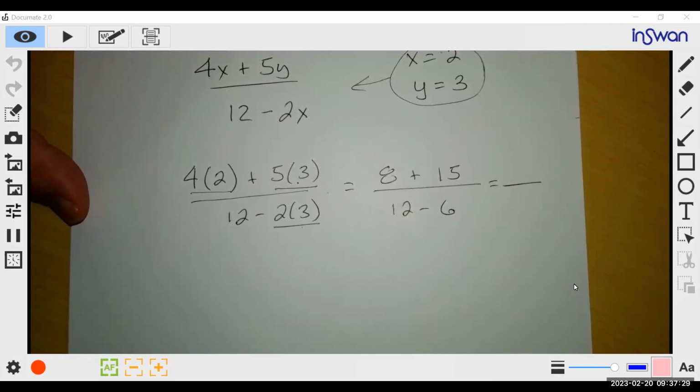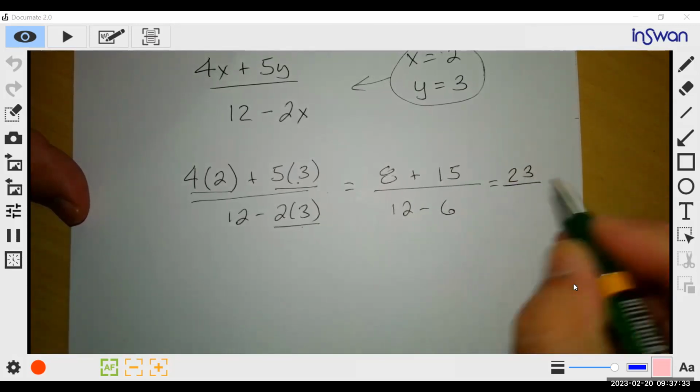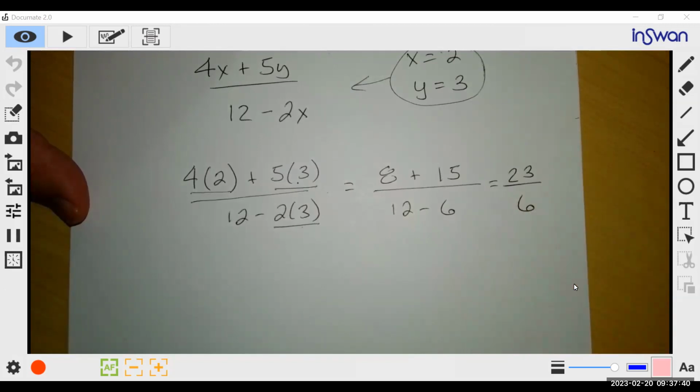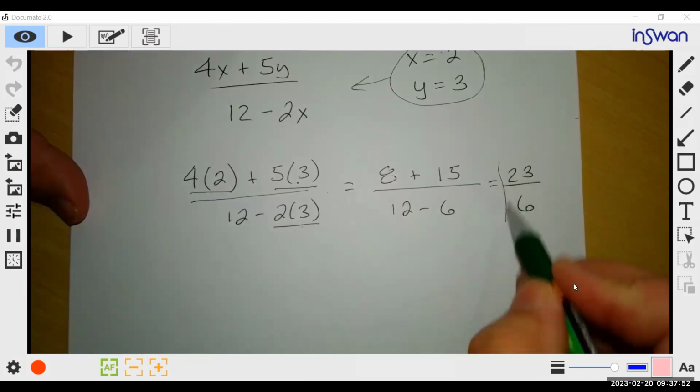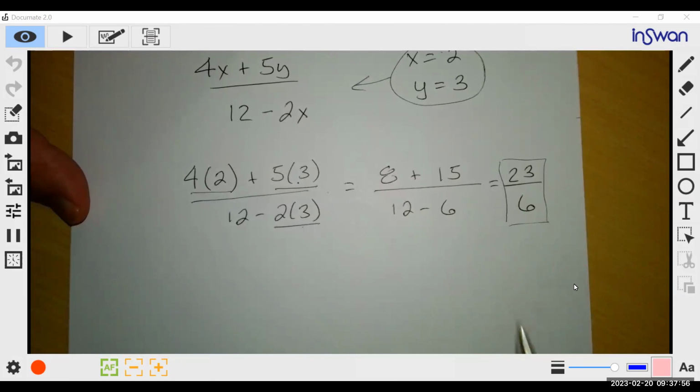Anybody? 23. Very good. And the bottom? 6. Can we stop there? Why not? Because it's a what kind of fraction? Improper fraction. So what do we have to look for?